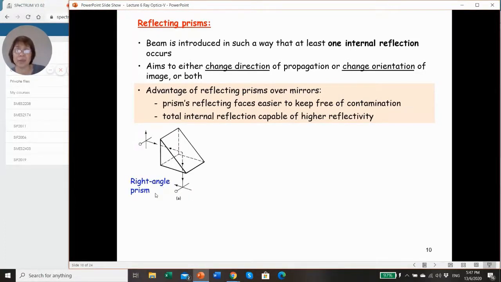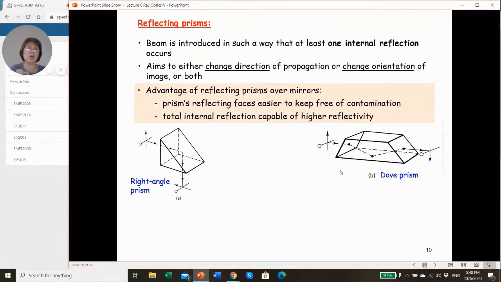Here is a right angle prism whereby the incident ray is entering at this face here, and it gets reflected at that inclined face and exits in a different direction. The orientation of the image relative to the object is given here.